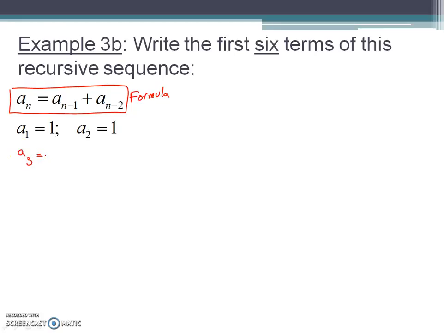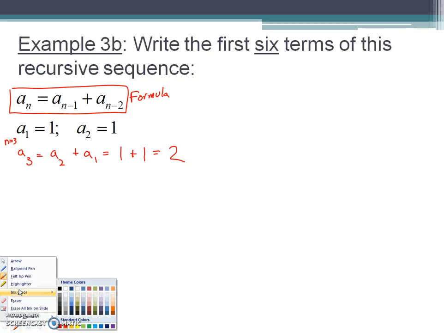If n equals 3, what this recursive formula is saying is it's the previous term. So 3 minus 1 is 2, plus, well, 3 minus 2 is 1. So the third term is the second term plus the first term. 1 plus 1, which is obviously 2. So the third term is 2.